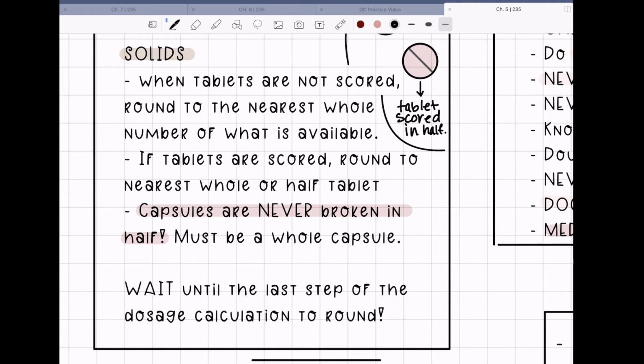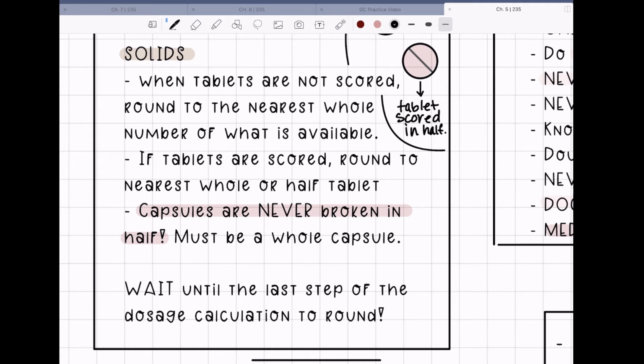If it's not scored, you cannot give half a tablet or half of a dose. If the tablets or capsules are scored, then you want to round to the nearest whole or half unit, tablet, capsule, whatever. Capsules are those medications that you can pull apart and they have all of the grains and medicine inside of them.